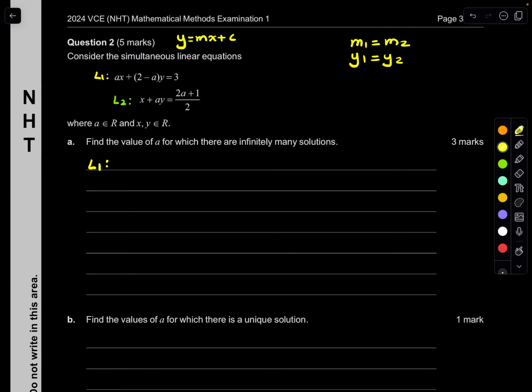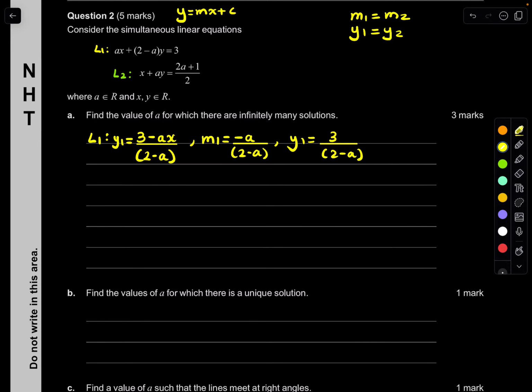L1 is y1 equals 3 minus ax, all divided by 2 minus a. That's basically the line. So what is our gradient? Our gradient is negative a divided by 2 minus a, and our y-intercept is 3 over 2 minus a. Beautiful. So we got the gradient and the y-intercept in terms of a.